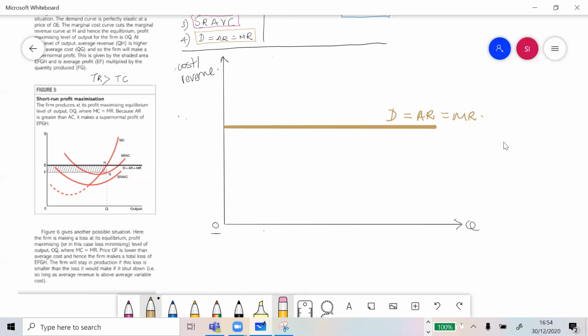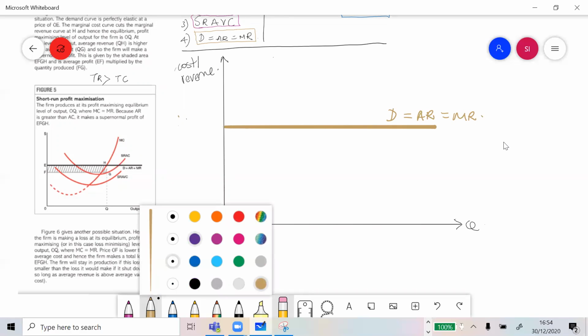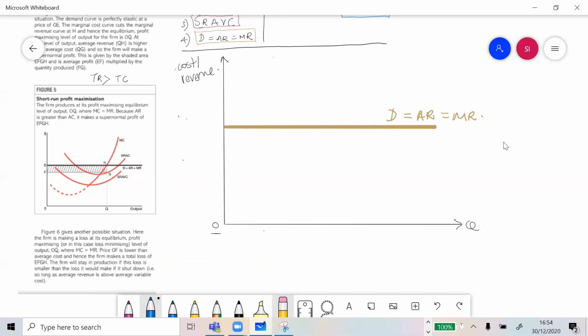Now, in order to get a supernormal profit in the short run, I should make sure that my cost is below my AR and MR. Therefore, I'm going to draw my short run average total cost curve. So this is my short run average cost or average total cost curve.